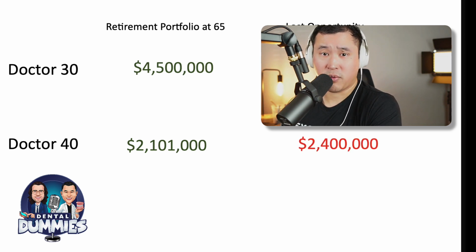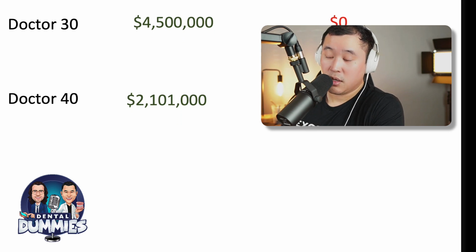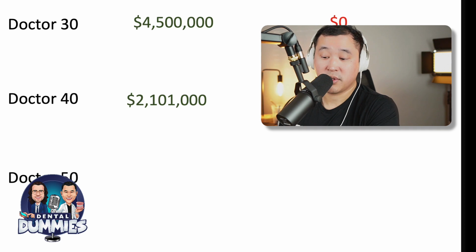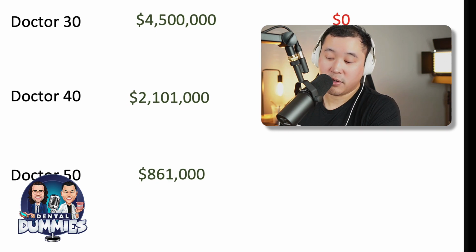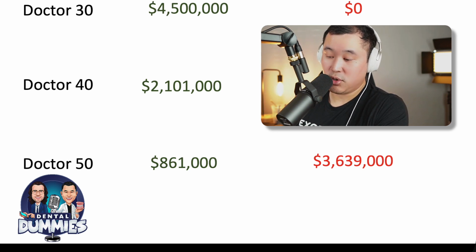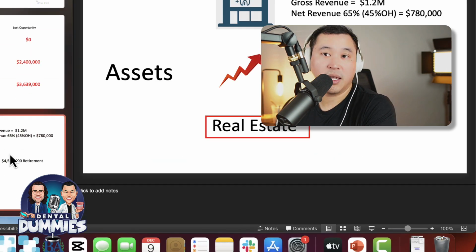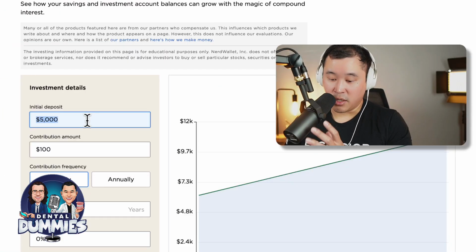That's if you are retiring at the same time as Dr. 30. You lost out on the opportunity to make $2.4 million. Can't get that back. You have to work longer than Dr. 30. Dr. 50, you guys might get a little bit sadder over here. $800,000 in your portfolio, potential lost opportunity versus Dr. 30, $3.6 million.